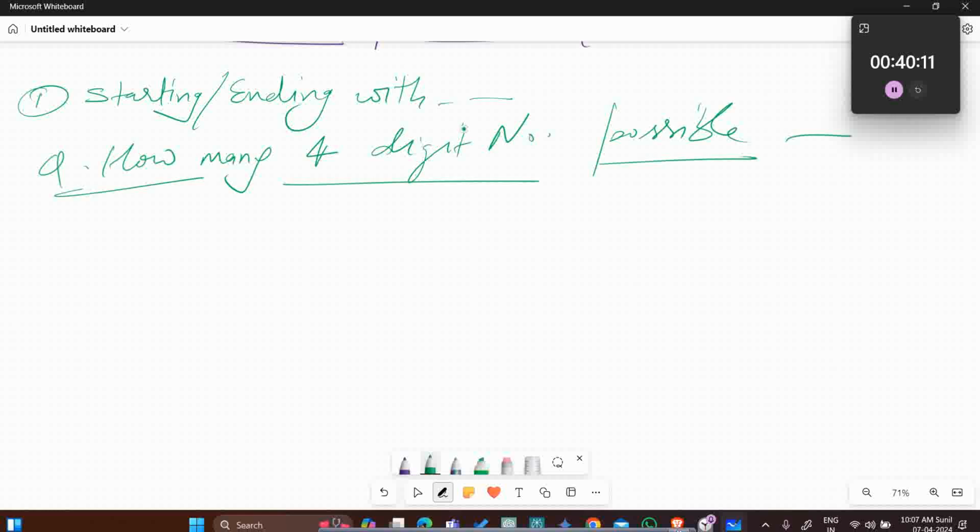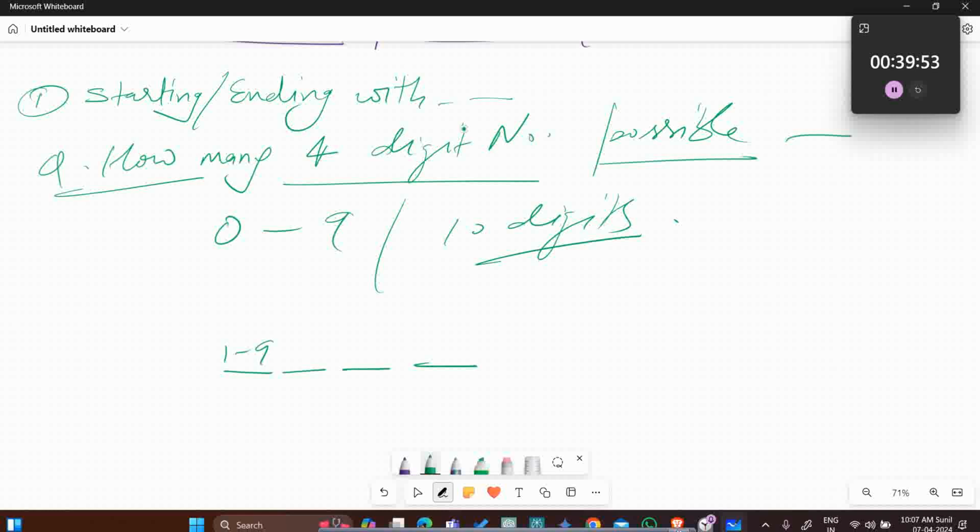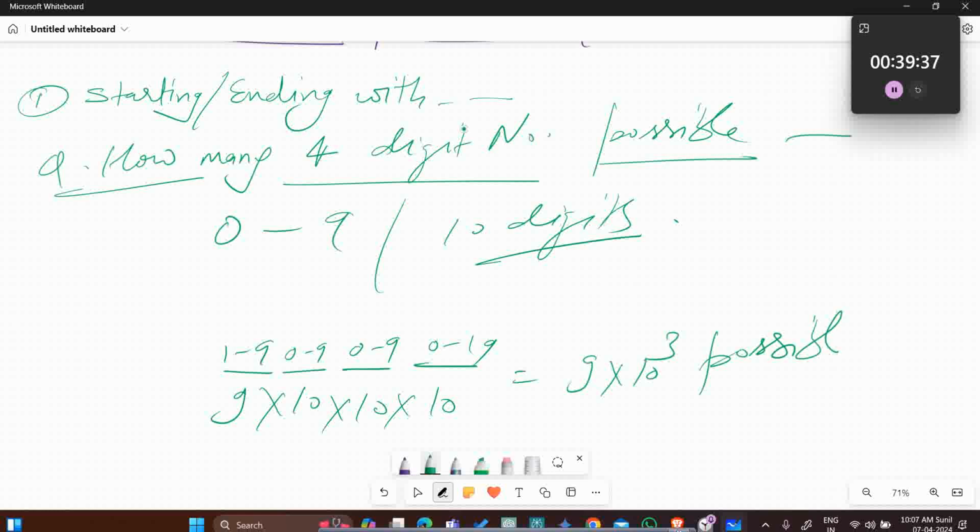We have digits from 0 to 9, so we have 10 digits. So, there are 4 places: 1, 2, 3, and 4. The first has only 1 to 9 as options. The second has 0 to 9, the third also has 0 to 9, and the fourth has 0 to 9. So this has 9 options, then 10 and 10, so it would be 9 into 10 to the power 3 possible numbers.